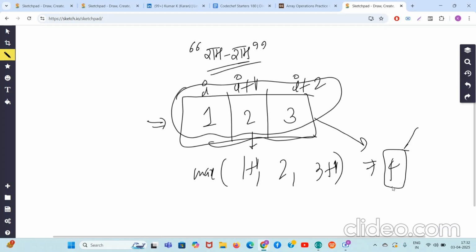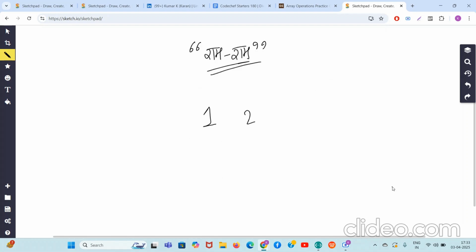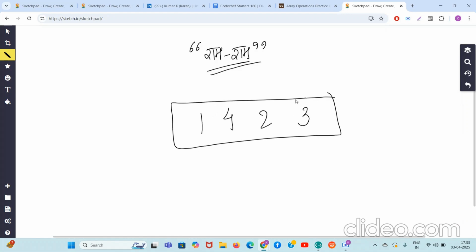Like this, any array will be given to you and you have to figure out what is the maximum element possible remaining at the end of the procedure. Okay, let's take one more example. Let's say this is your array. You have to select three consecutive elements, so let's take these three. This will remain like this, but max of 5, 2, 4 will be 5 only.